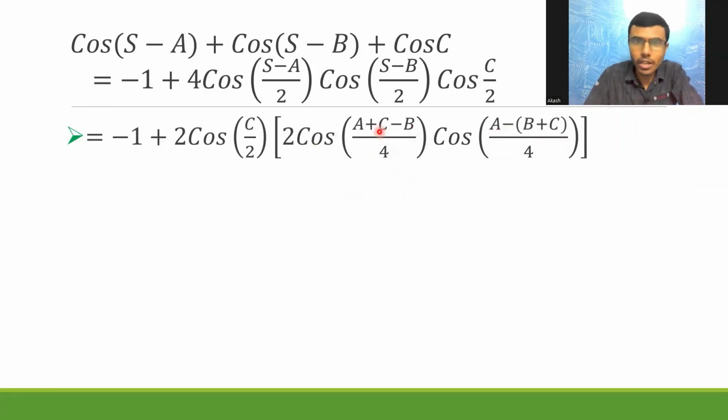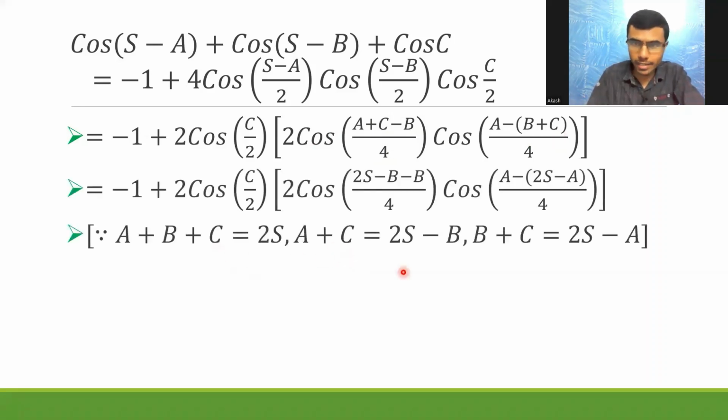Now a plus c I can write as 2s minus b. Why? If you remember, a plus b plus c is equal to 2s. So a plus c I can write as 2s minus b. And b plus c, how can I write it? I can write it as 2s minus a using the same condition. So this is what you have, and these are the reasons. Since a plus b plus c is 2s, in place of a plus c, I wrote 2s minus b. That is what you're able to see here. And in place of b plus c, I wrote 2s minus a. That's what you're able to see here.